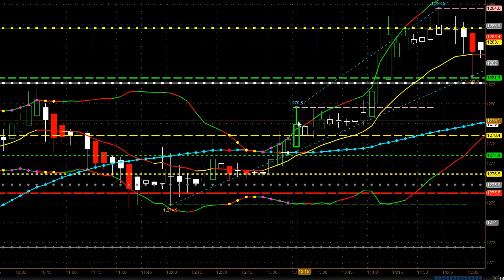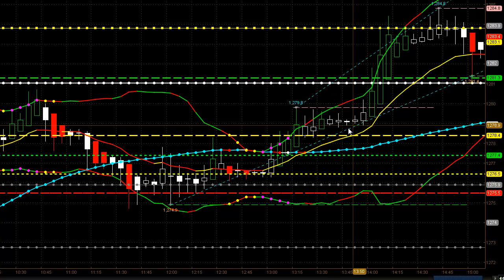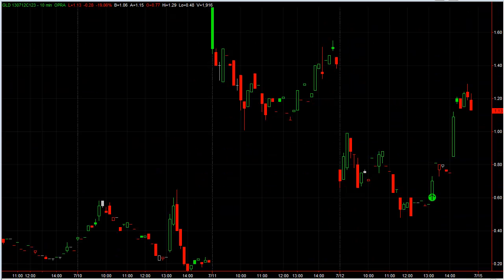So instead of the gold futures right here, we could have bought weekly options, and I'll show you what that looked like. Now this is GLD. This is a chart showing you the 123 calls. These were expiring on Friday, and so when that trigger came on the gold futures, that was right at this time frame, about 1:10 Central.